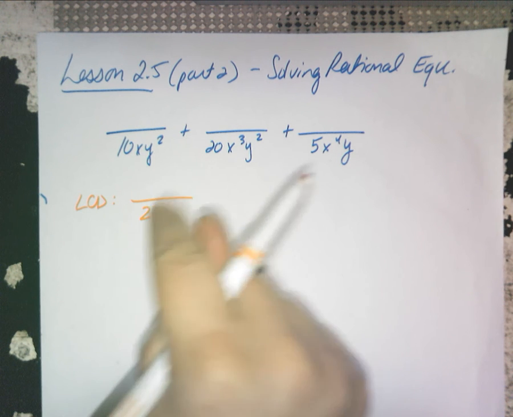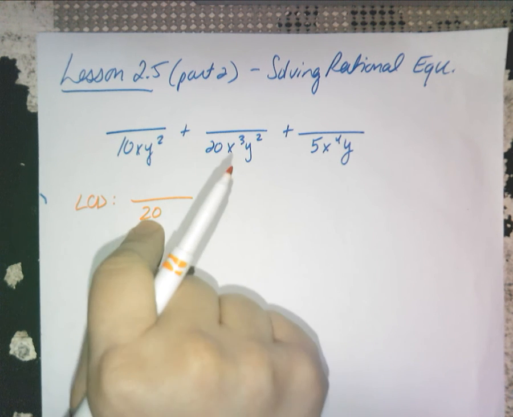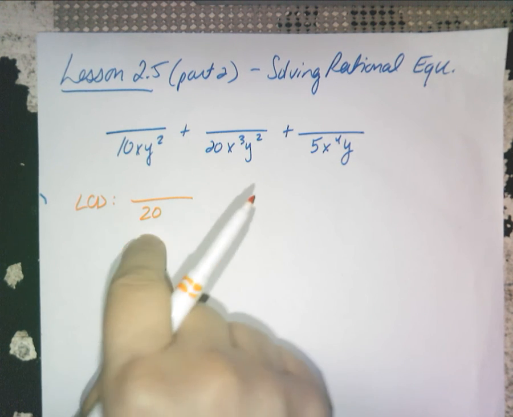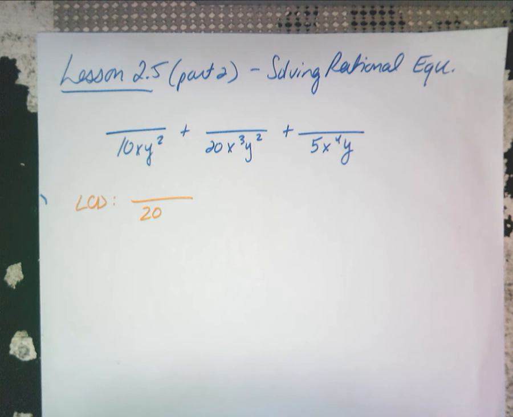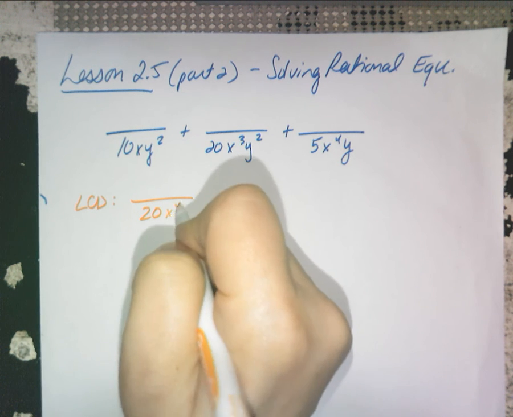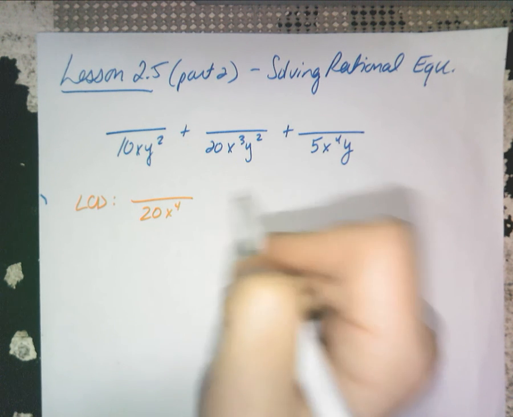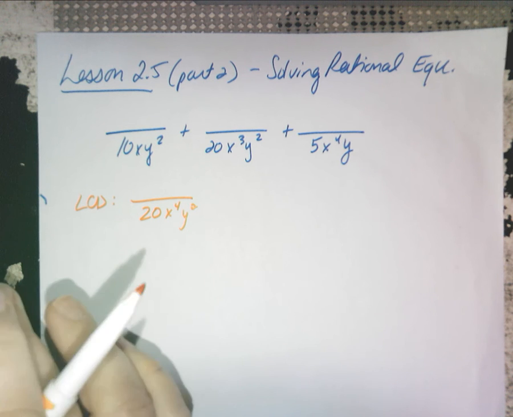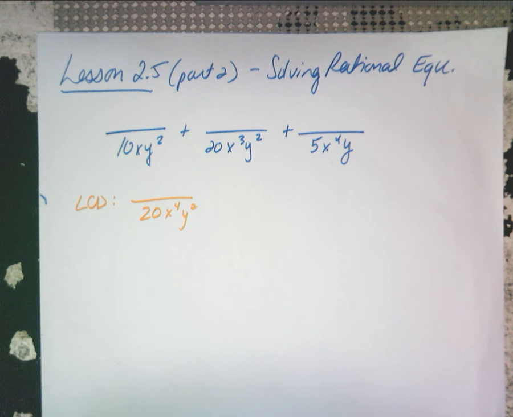10 can become a 20 by multiplying by 2. 20 can become a 20 by multiplying by 1. And 5 can become a 20 by 4. What else? X to the 4th. What else? Y squared. Okay. A lowest common denominator, what you're thinking in your head because you're so used to it, is GCF. Don't do GCF. When you're working with fractions, we need the lowest common denominator.